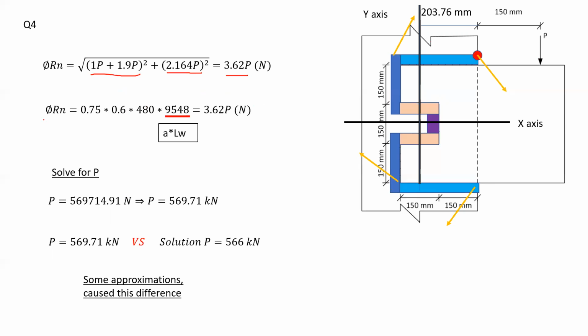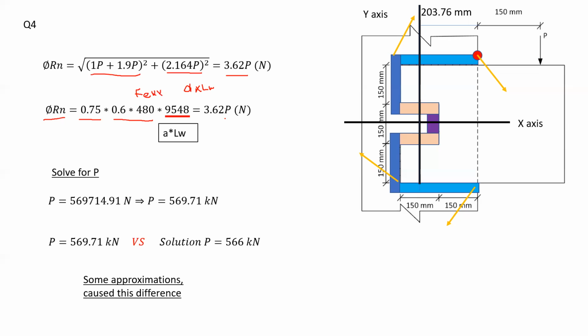Now proceeding and calculating the capacity of the welds that we have. So what do we have? We have 0.75 according to LRFD, 0.6 by 480 megapascal, that's for FEXX. And lastly, we have in our equation A multiplied by LW. So that is basically the area of the weld. And as we calculated previously, it is 9,548 millimeters.